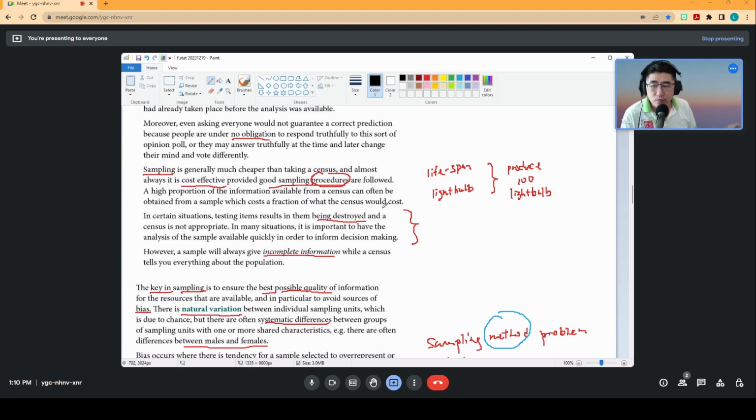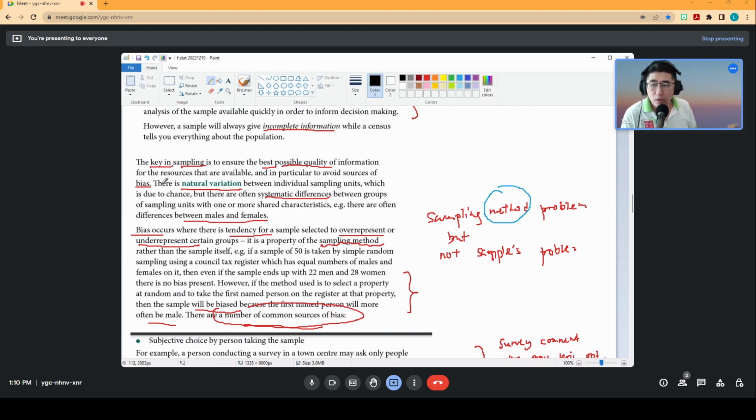Which is impossible. The key in sampling is to ensure the best possible quality of information for the resources that are available, and in particular to avoid sources of bias. There is a natural variation between the individual sampling units which is due to chance, but there are often systematic differences between groups of sampling units which share one or more characteristics, i.e. they are often different between males and females. So that will be the natural variation.